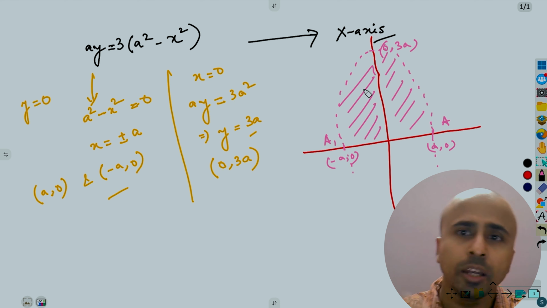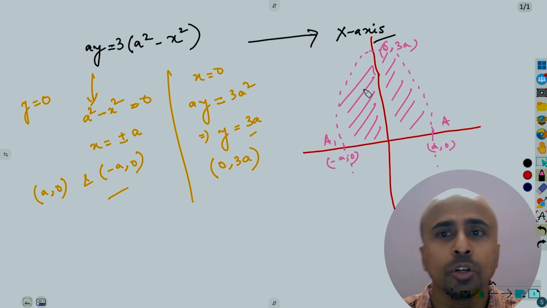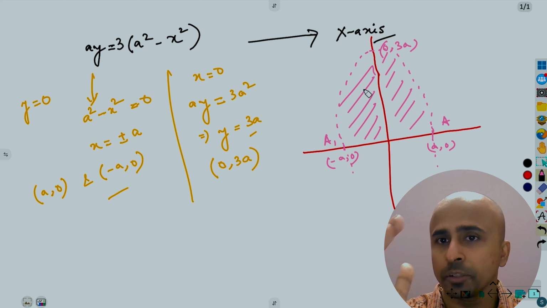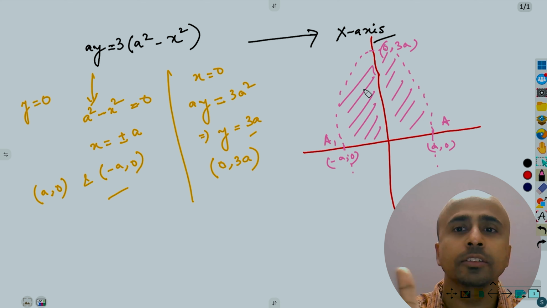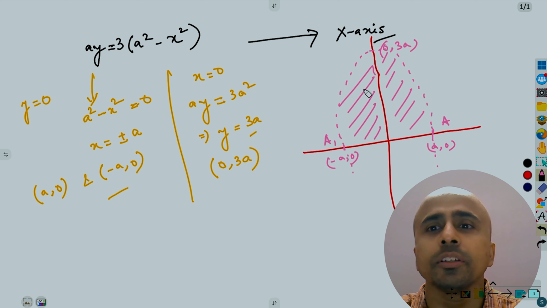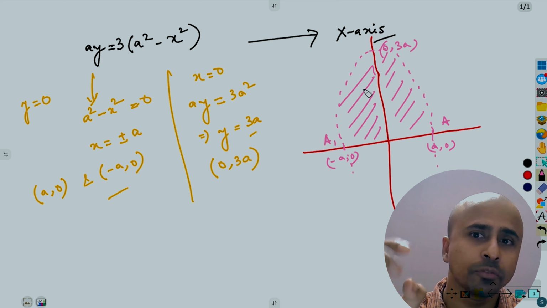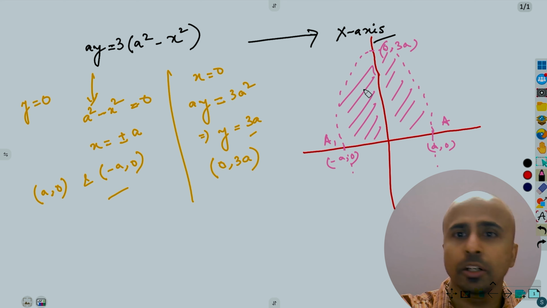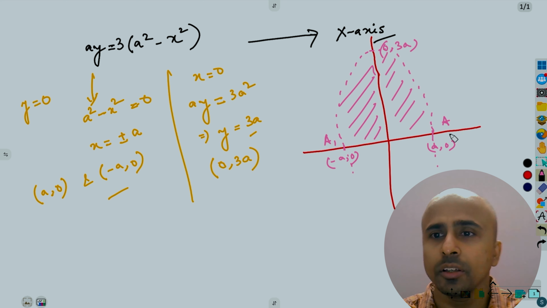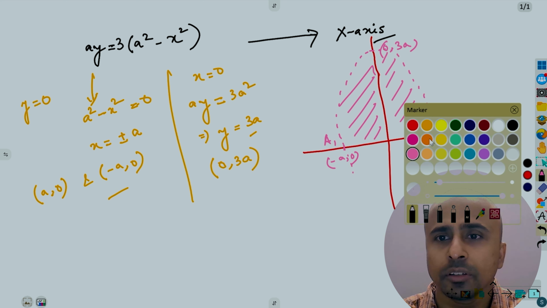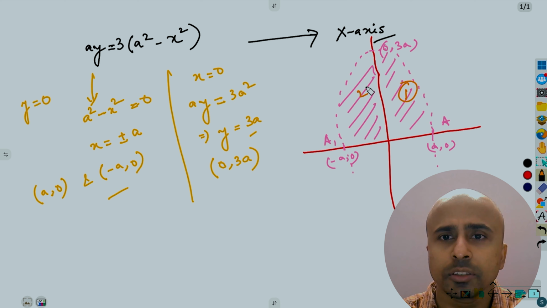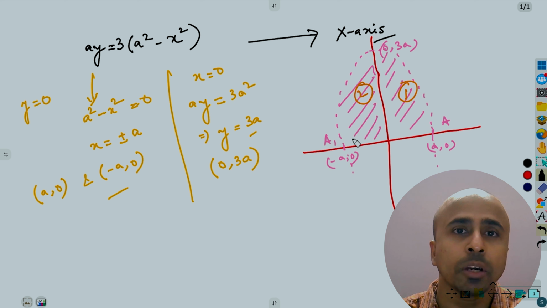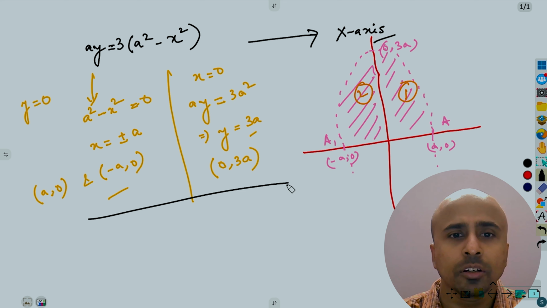Similarly, here also we'll do the same kind of thing. We know the first quadrant part and the second quadrant part are definitely symmetric. So we will simply compute the area of this first part, and then multiply by 2, because there are two parts here. This is part 1, this is part 2. So we simply compute the area of part 1 and multiply by 2, because these two are symmetric.